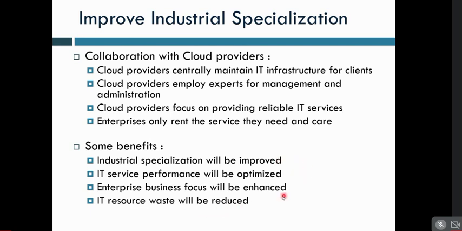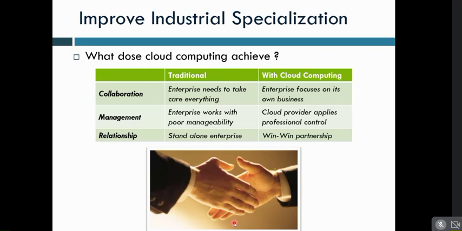In cloud, if you are using a server that is not private, then that server may be allocated to different consumers. So the resources in cloud are highly shared, and the resources are not wasted in the cloud computing environment. IT resource waste will ultimately be reduced in cloud computing.